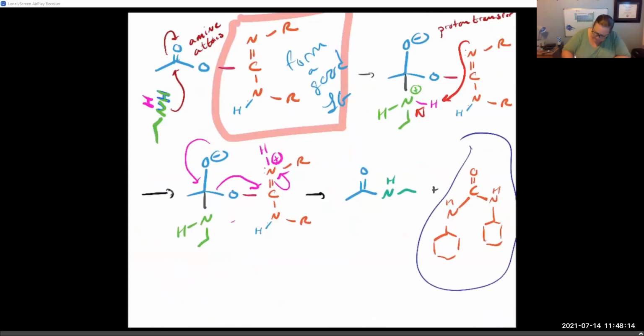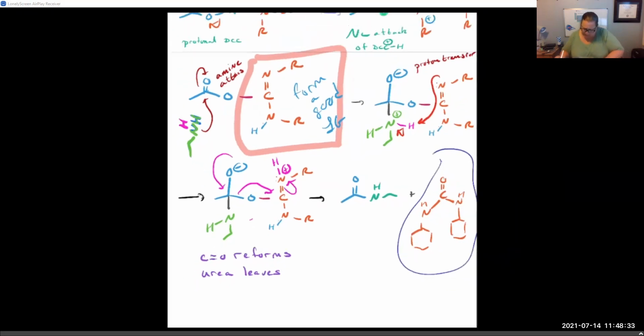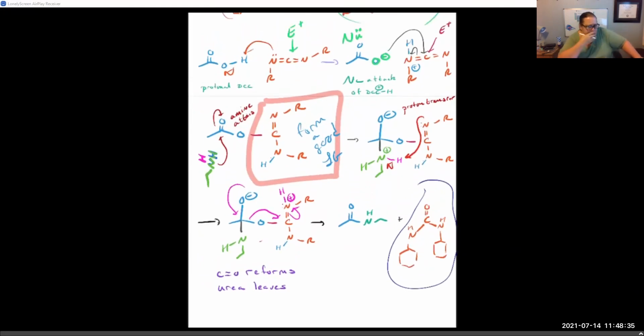And the final step is carbonyl bond reforms and urea leaves. There. How's that? So it's a 5-stepper. So 1, 2, 3, 4. It's a 5-step reaction. Yeah, it's easy. No, there's a lot of steps. That summary was probably good for everybody.